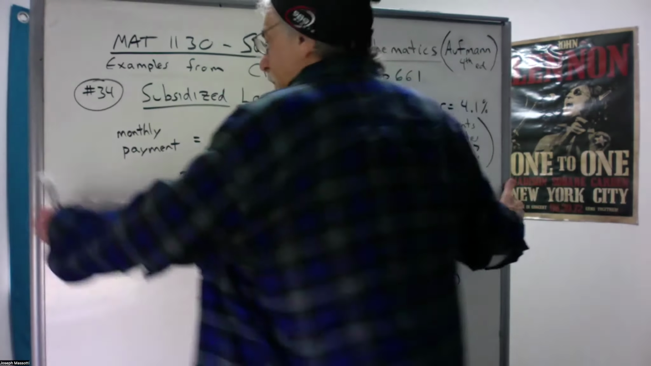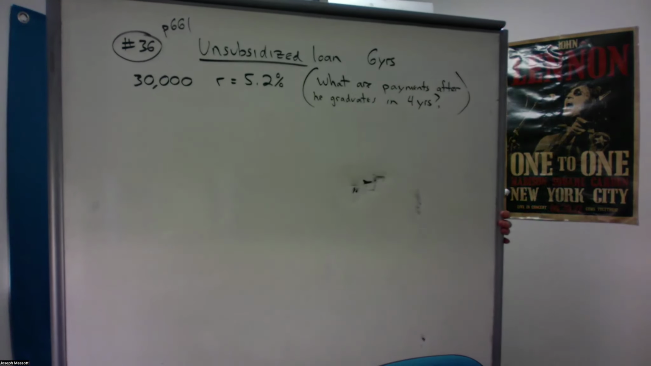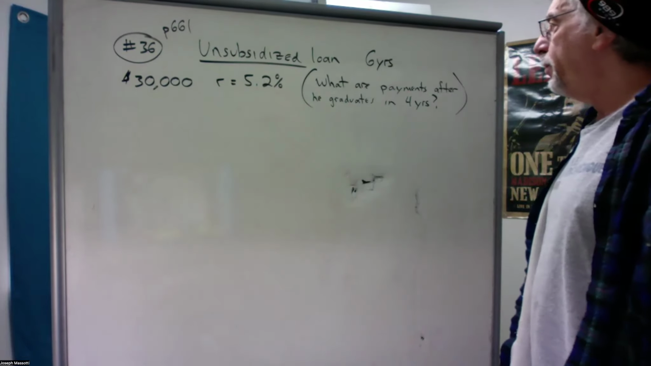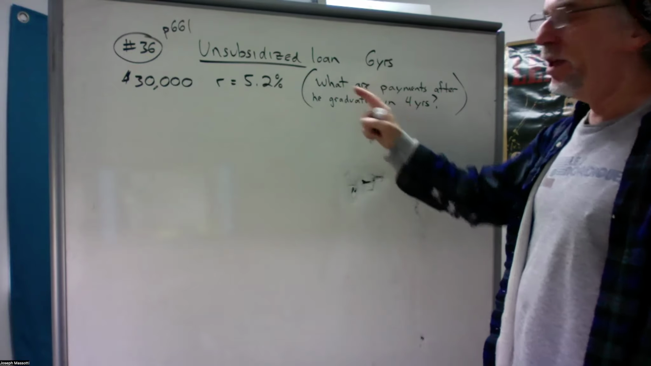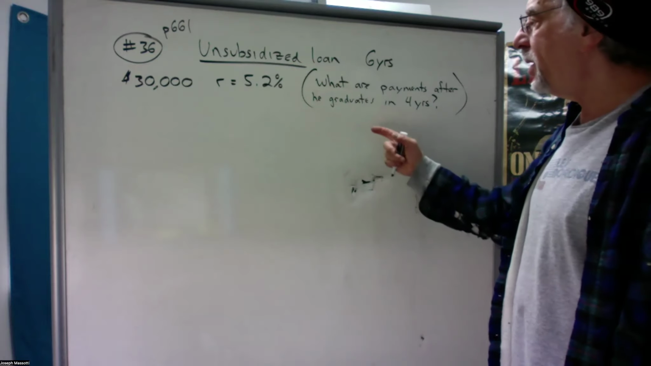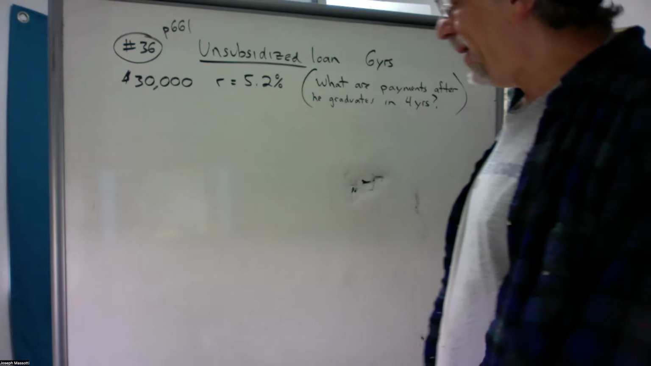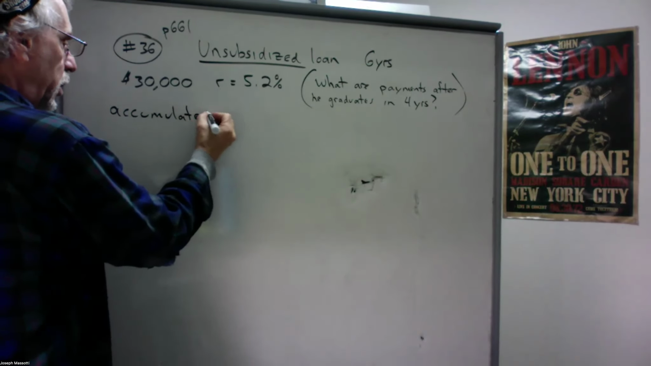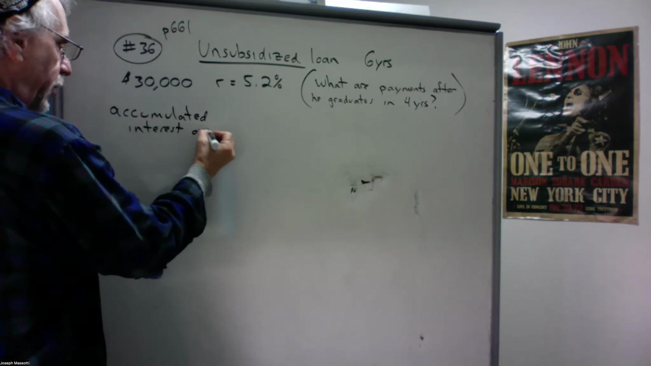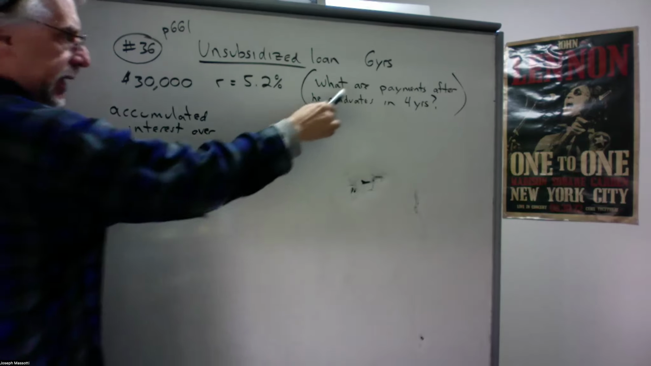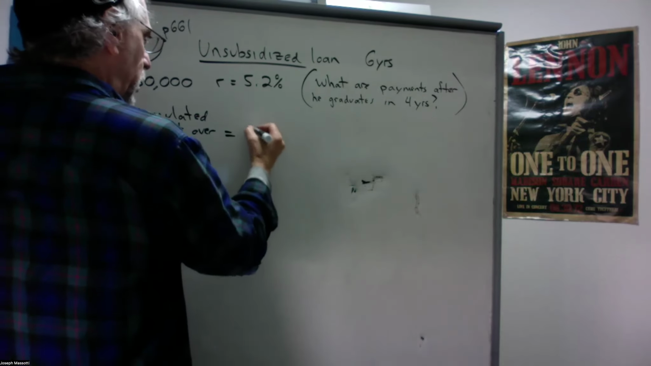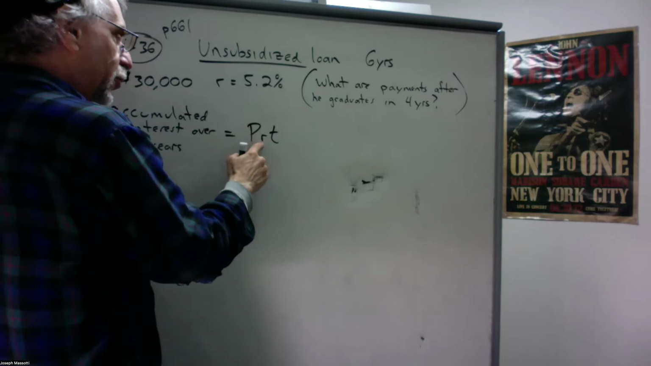All right, so now if we look at an unsubsidized example, we will see the difference. So now this is unsubsidized for 6 years, $30,000 at a rate of 5.2%. But this guy is waiting 4 years before he starts paying this loan off, and it's unsubsidized. So he's paying interest for those 4 years, simple interest. So the accumulated interest over the 4 years that he's waiting, until he graduates, is just going to be our PRT, right? From earlier in this chapter, the principal times the rate times the time.